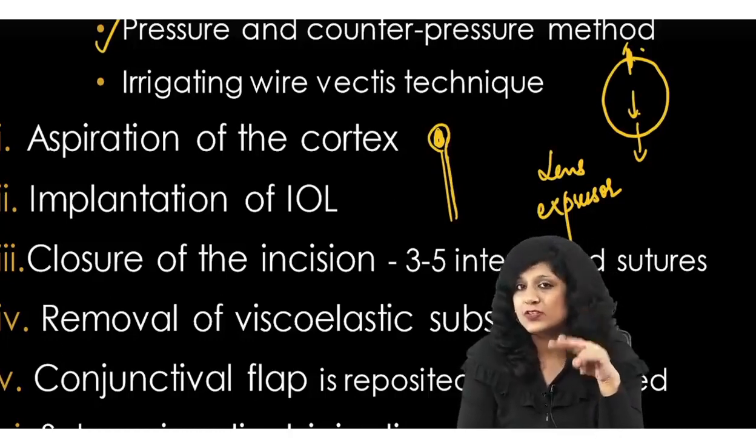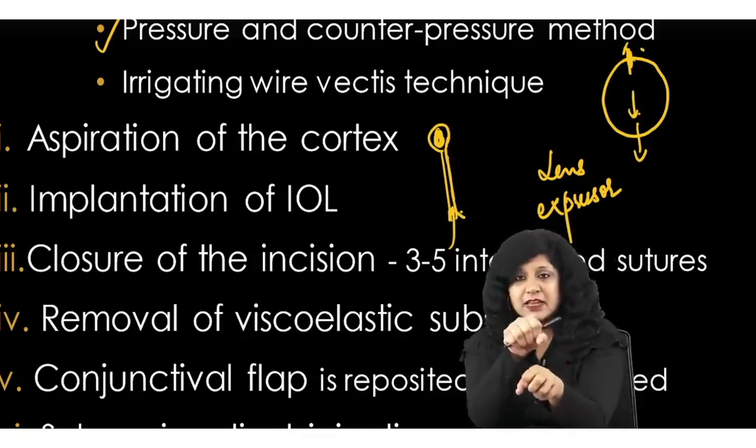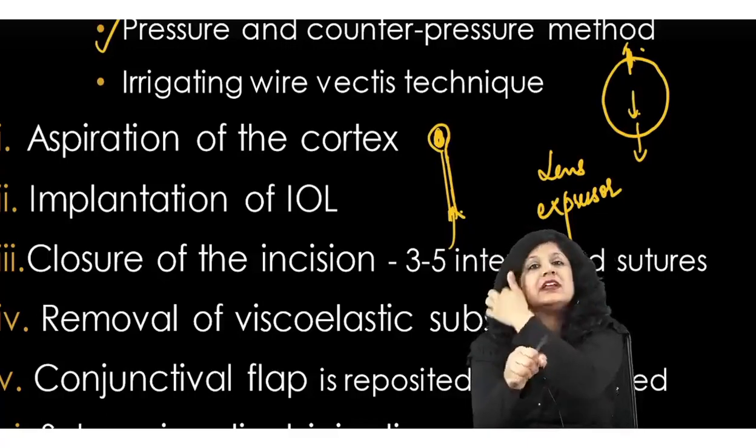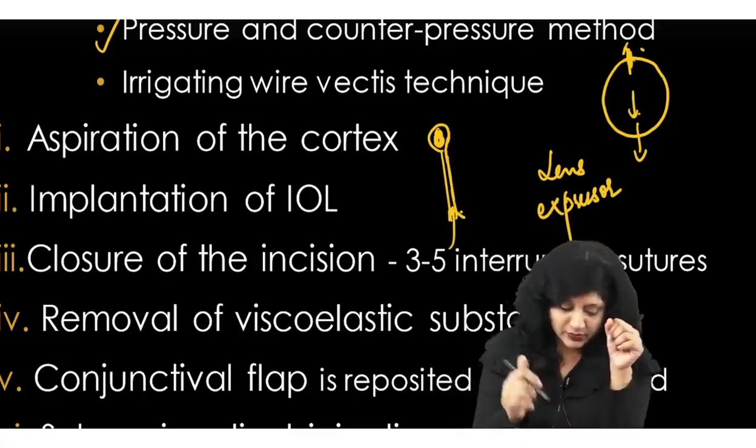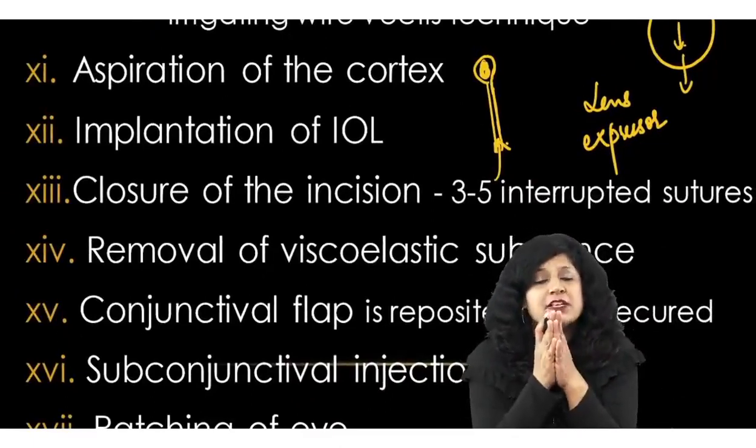One is irrigating, one is your plain one. So I can use this irrigating one also, which will again help me in more and more delineation of the nucleus, and I can remove that nucleus. Okay, now once you have removed the nucleus, what will be done?